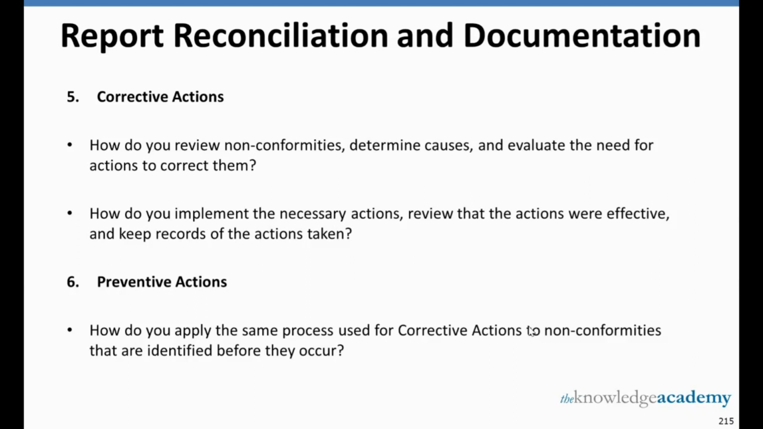Please make a note that these kinds of questions are mostly asked by the external auditor when they would be doing your external audits. So you need to make sure that you are ready with all the answers and all the documents.